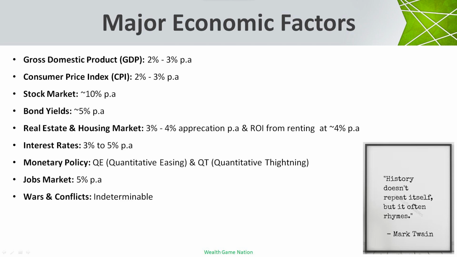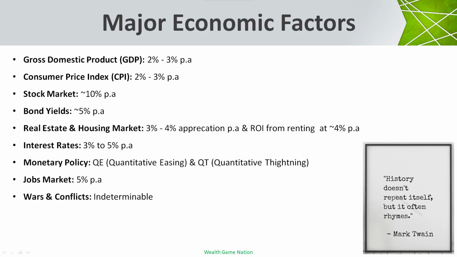Next one is jobs market. This is also an important economic factor which monitors the unemployment rate. If we consider the post-World War II era up to today, the average unemployment rate in the United States has been approximately around 5%. Last and certainly not least, wars and conflicts. There is no specific measurement nor metric for this as far as I'm aware, but nonetheless, we should always be aware of different conflicts going on in the world.